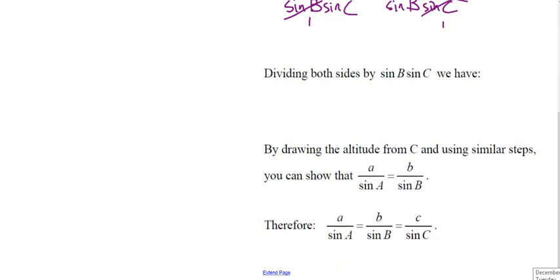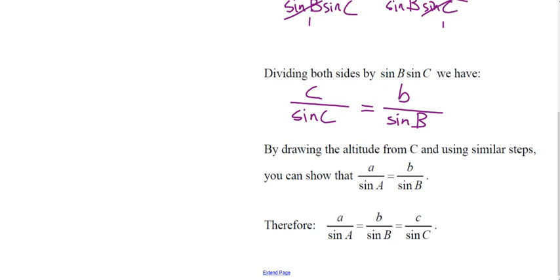Okay, so we have C over sine C is equal to B over sine B. By drawing the altitude from C and using similar steps, you can show that A over sine A is equal to B over sine B, and therefore, sine law proved: A over sine A is equal to B over sine B is equal to C over sine C, by various properties, transitive property, and all that good stuff.